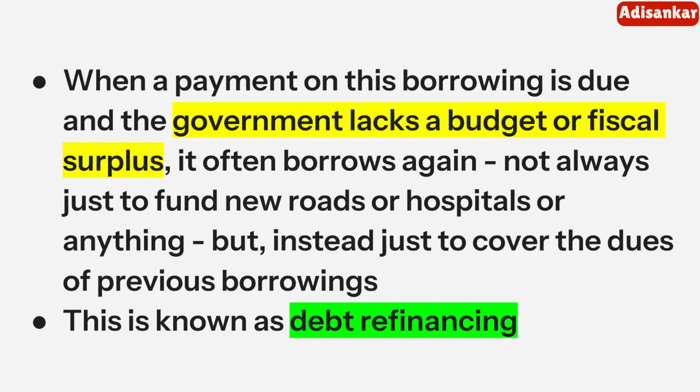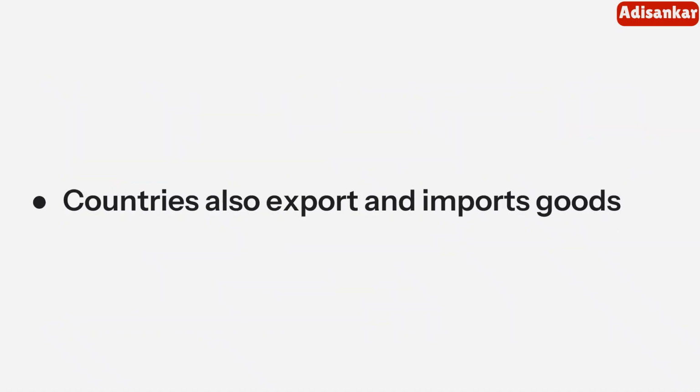When a payment on this borrowing is due and the government lacks a budget or a fiscal surplus, it often borrows again. Not always just to fund the new roads or hospitals or anything, but instead just to cover the dues of the previous borrowing. This is known as debt refinancing. That is, taking a loan to cover another loan. Almost in all the cases, this new loan will have a higher interest rate. So debt refinancing increases the burden on a government.